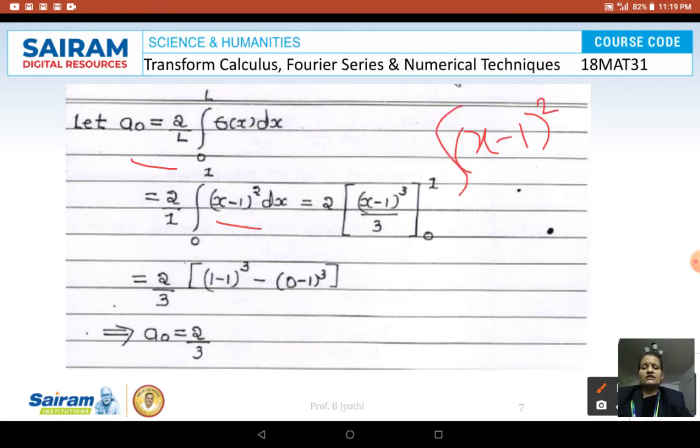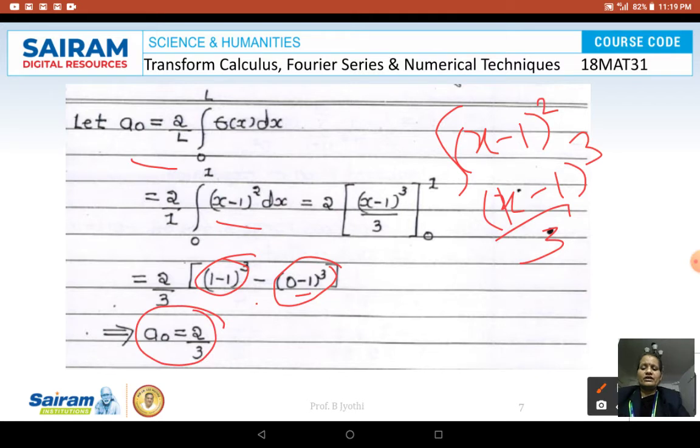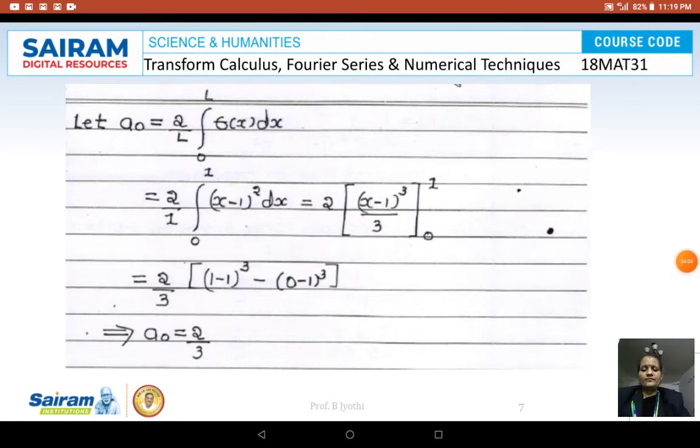So when we integrate this x minus 1 the whole square, we get x minus 1 the whole cube divided by 3. Okay, so when it is substituted as upper limit 1, that is 1 minus 1, it will be 0. So this part will be 0, and this is minus 1 power 3. So it's actually minus 1 cube is minus 1 again. Minus of minus 1 will be plus 1. Therefore, we are getting a0 is equals to 2 by 3.